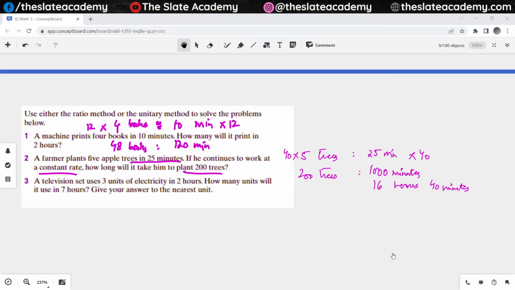Why did I multiply by 40? So see, initially I knew that 5 trees, the time it took was 25 minutes. So the ratio was 5 trees to 25 minutes. Now I have to calculate for 200 trees. So in order to make this 5 into 200, what do I have to do? I already have a ratio for 5 trees. I want to get it for 200 trees. What do I do to make it 200?